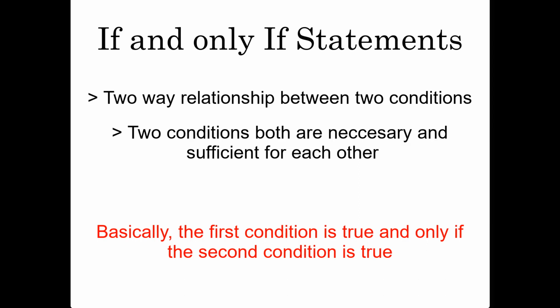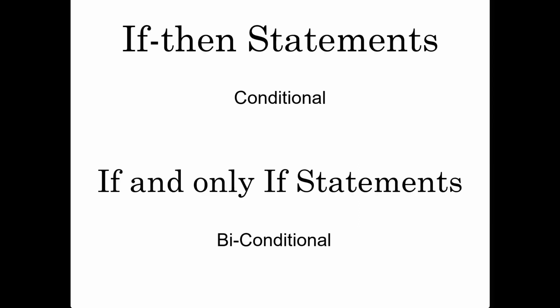If an angle measures 90 degrees, it is a right angle. If an angle is a right angle, it measures 90 degrees. So in short, an if-then statement expresses a conditional relationship, whereas an if and only if statement expresses a biconditional relationship, indicating that two conditions are necessary and sufficient for each other.